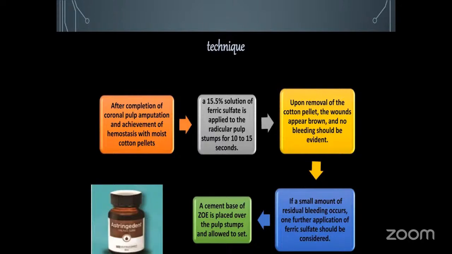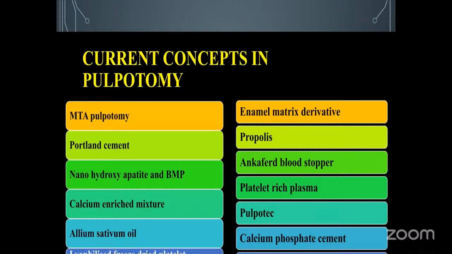And you need to know, sometimes high-yield questions might be asked, like options which are current: nano hydroxyapatite, calcium enriched pulpotomy, calcium enriched material, enamel matrix, propolis, which is actually from honeybee, etc. Platelet rich plasma, pulpotec, calcium phosphate cement. This is the current concept. You need not study propolis in detail. Propolis is actually a material that is extracted from the beeswax.